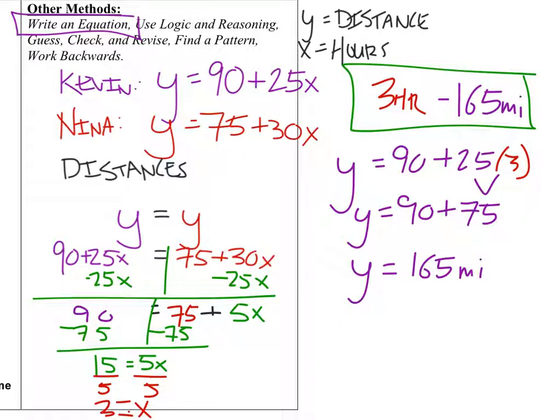Since it is a word problem, we should label it. 3 what? 3 hours. So 3 hours is 165 miles, or 165 miles in 3 hours.